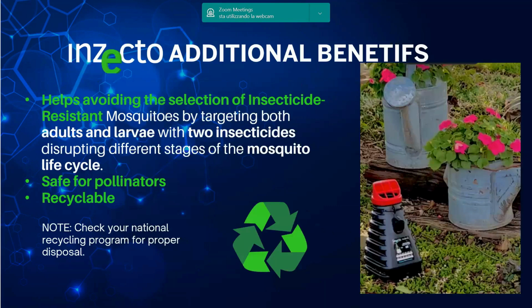To kill them with two different insecticides in two different stages of their growth has additional benefits. It helps avoid the selection of insecticide-resistant mosquitoes. And if you are operating in an area where genetic resistance is a problem, you are using a product that will work and that will not increase the selection of genetic resistance in the mosquitoes. It's also a product that is safe for pollinators because they will not be attracted to it, and it is also recyclable.